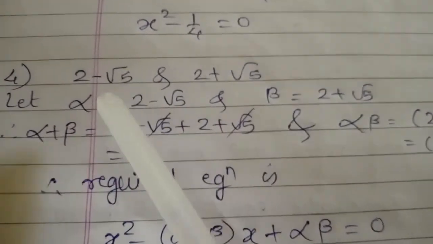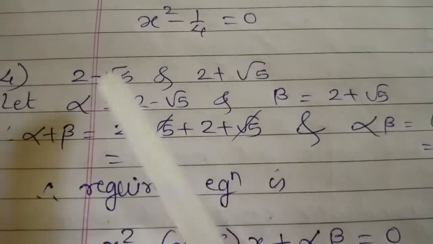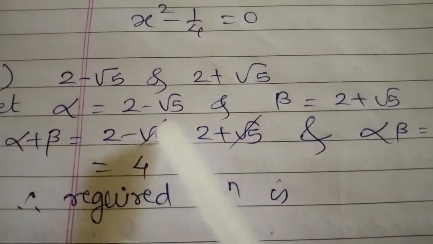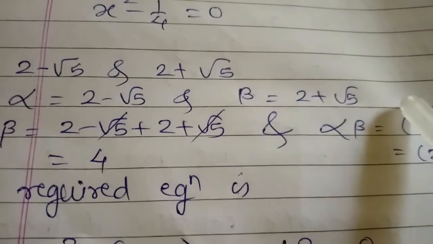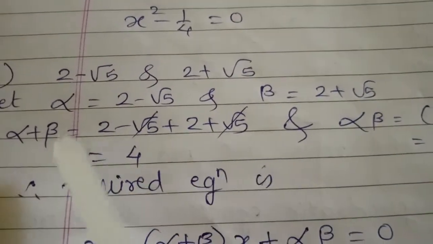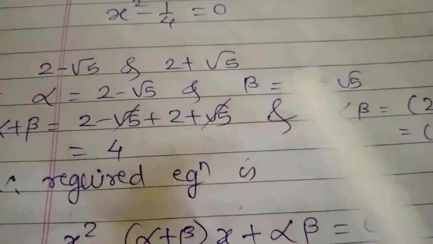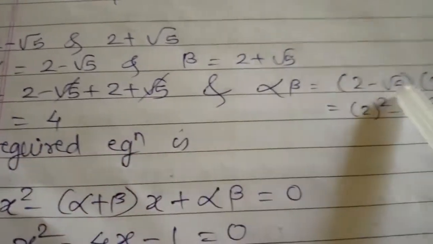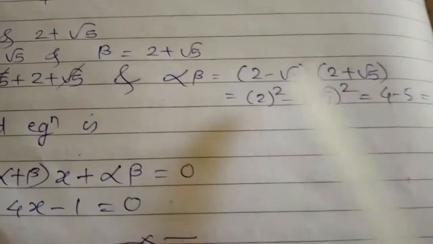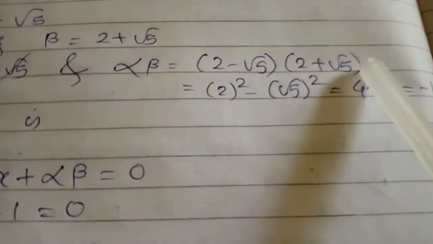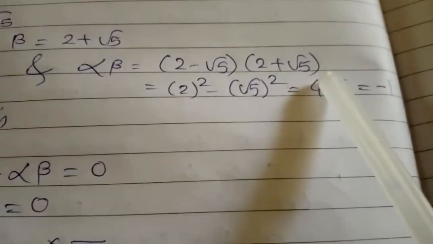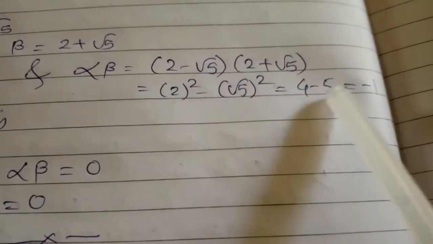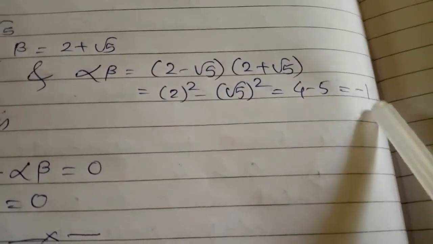Next, example number 4 is 2 minus root 5 and 2 plus root 5. So alpha is equal to 2 minus root 5 and beta is equal to 2 plus root 5. So alpha plus beta is equal to, taking the addition of these two, root 5 gets cancelled, 2 plus 2 we get 4. And alpha into beta, taking the product of these two, we use the formula a square minus b square, that is a plus b times a minus b. So a square, that is 2 square, minus root 5 square, that is 4 minus 5, we get minus 1.